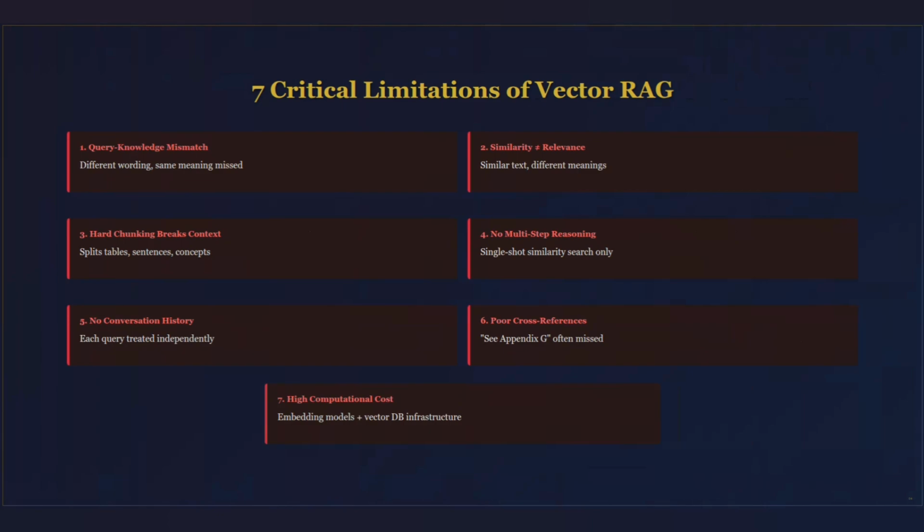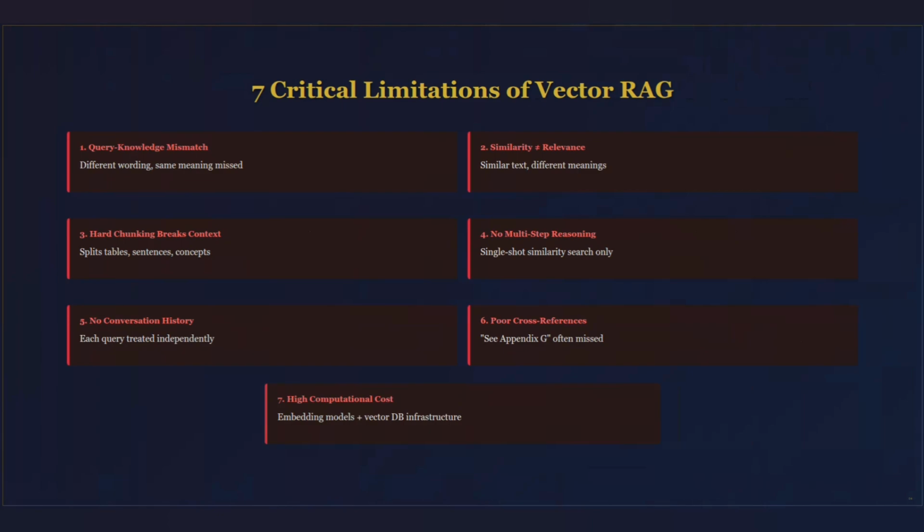Number 4, no multi-step reasoning. Traditional RAG does a single similarity search. It can't say, let me check the introduction first, then dive into chapter 3. Number 5, no conversation history awareness. Each query is treated independently. The system can't build on previous questions and answers.